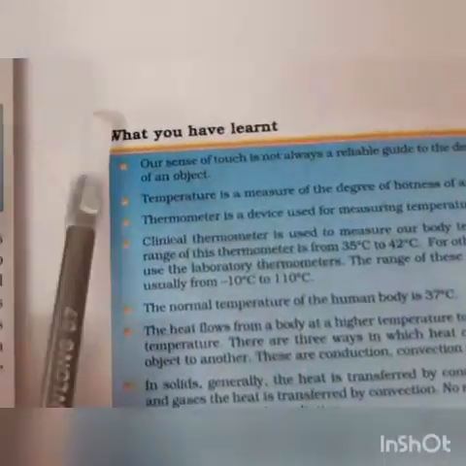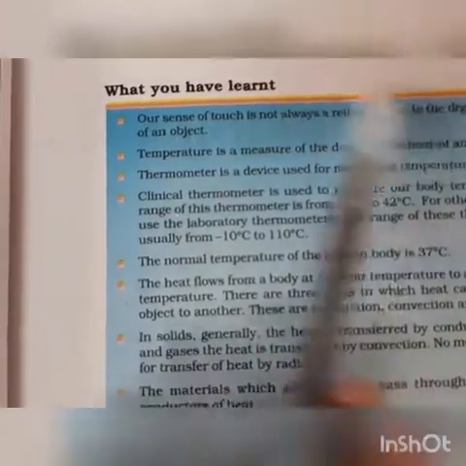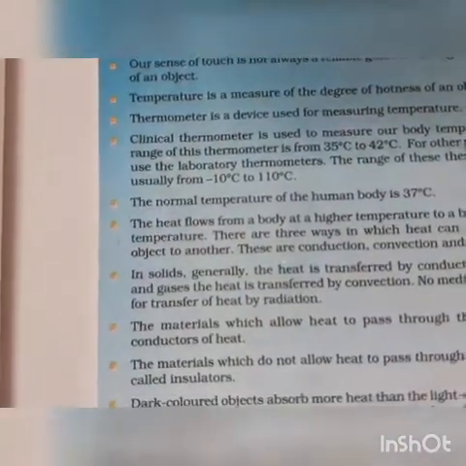Now here we come to the end of the lesson, and keywords and exercises of this we have already done. Now we will be doing the workbook. We have already done some part of the question answers in the workbook also. Now this is what you have learned. This is the gist of the whole lesson that we have learned.